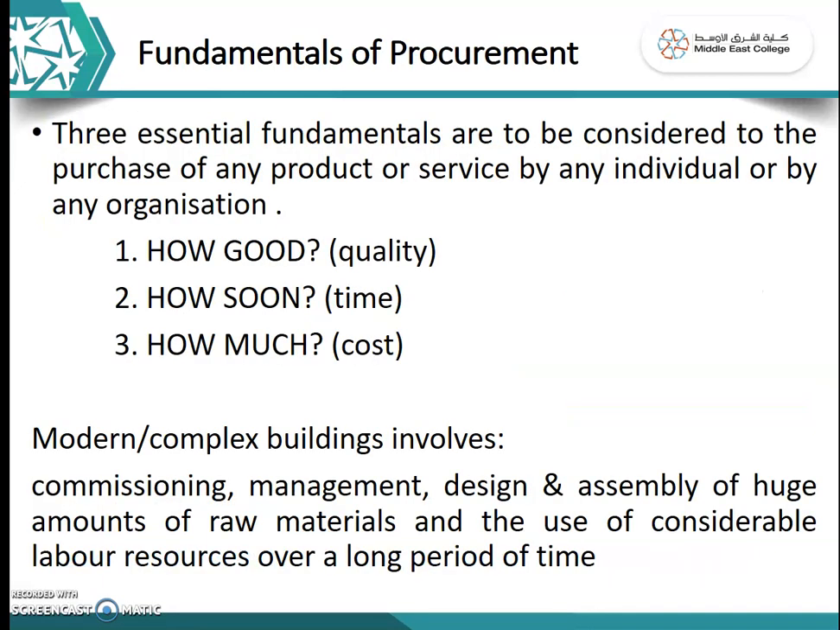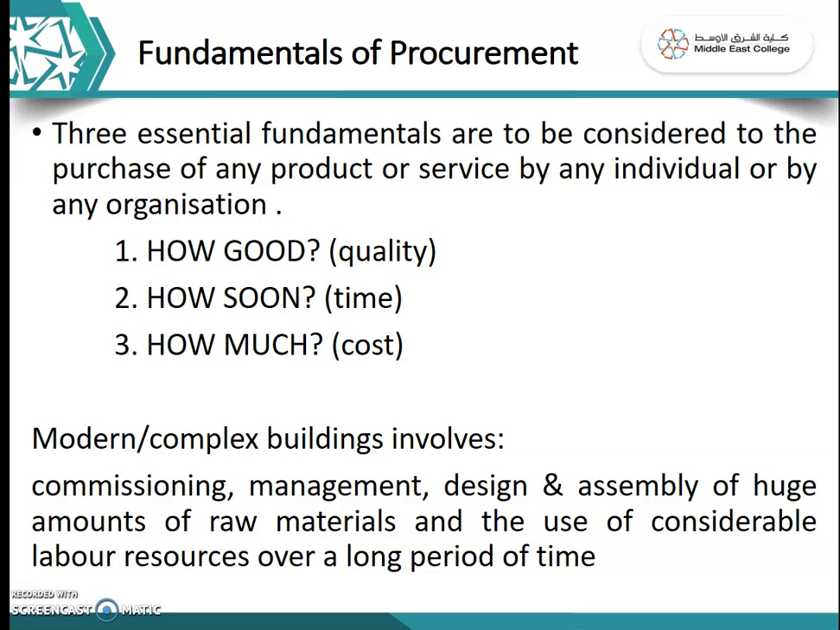in the library also. So now coming to fundamentals of procurement, three essential fundamentals are mostly considered. These are how good, how soon, and how much. So whenever you are going to select a procurement or a property, you have to consider the expected quality, because the expected quality will change everything, and that is a major aspect which you need to decide on.